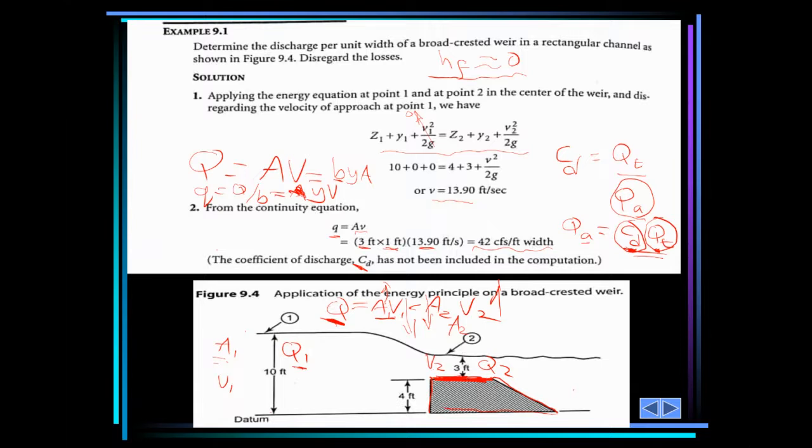So in this case, this comment that the coefficient of discharge CD has not been included in the computation means that the flow rate that we obtained, the discharge per unit width, is the theoretical discharge, not the actual discharge. Meaning, if you were to simulate this flow in the lab and try to measure the discharge, you will realize that the discharge is less than 42, because the theoretical flow rate is greater than the actual flow rate.